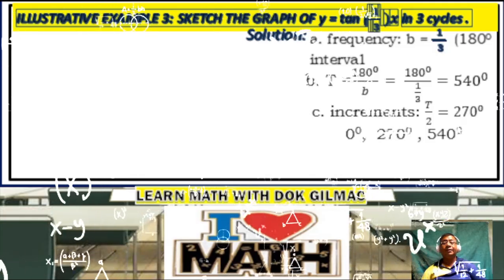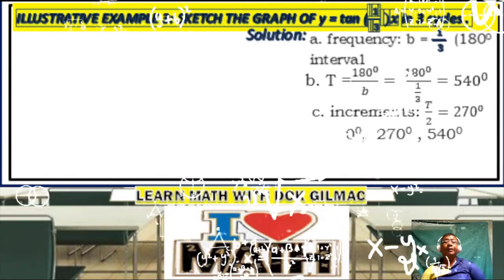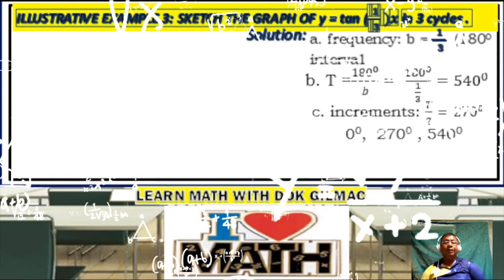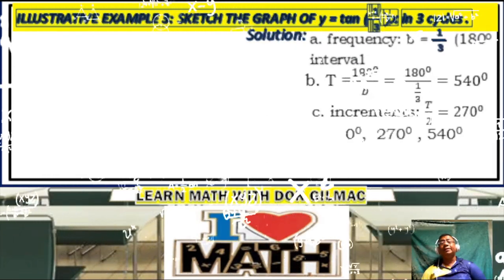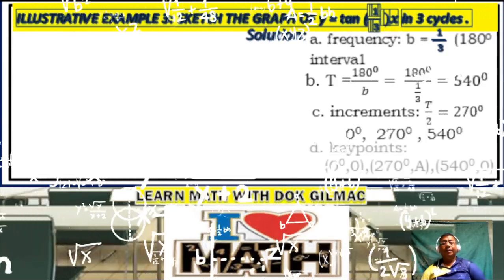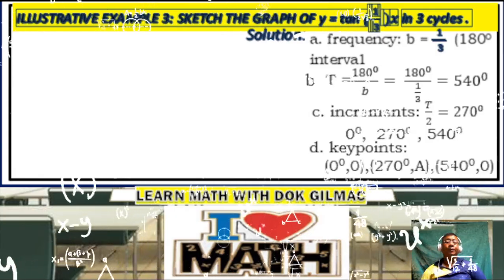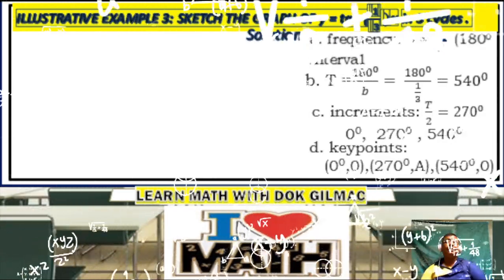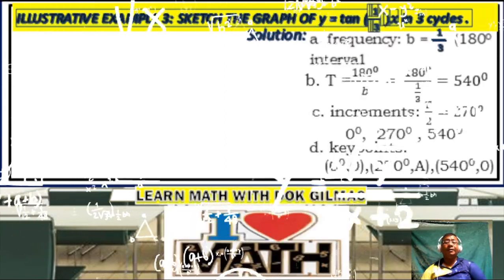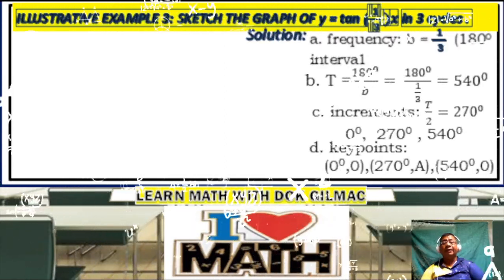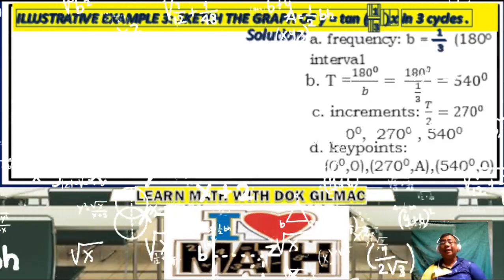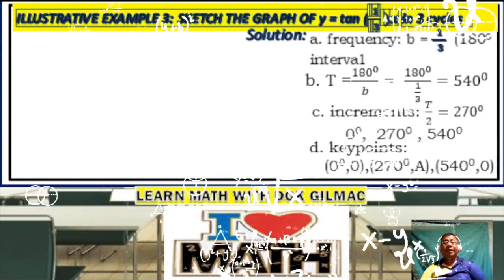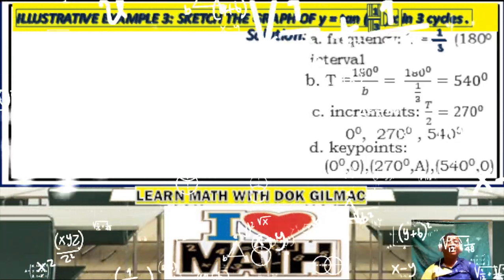Then we find the increments, that is T over 2. So we have 540 degrees over 2, which is just equal to 270 degrees. Therefore, the increments are 0 degrees, 270 degrees, 540 degrees. Then we determine the key points of y is equal to tangent 1/3 x in 1 cycle. So we have 0 degrees and 0, 270 degrees and the asymptote, since 270 degrees divided by 3 is 90 degrees. Take note, tangent 90 degrees is undefined. So therefore, that will be the asymptote. Then we have tangent 540 degrees over 3 is simply equal to 0.